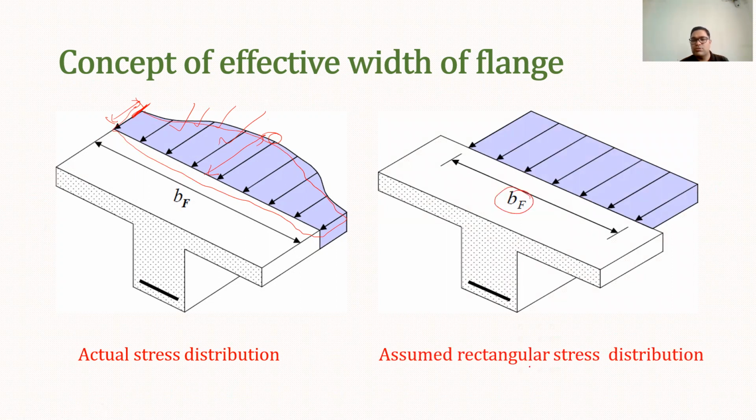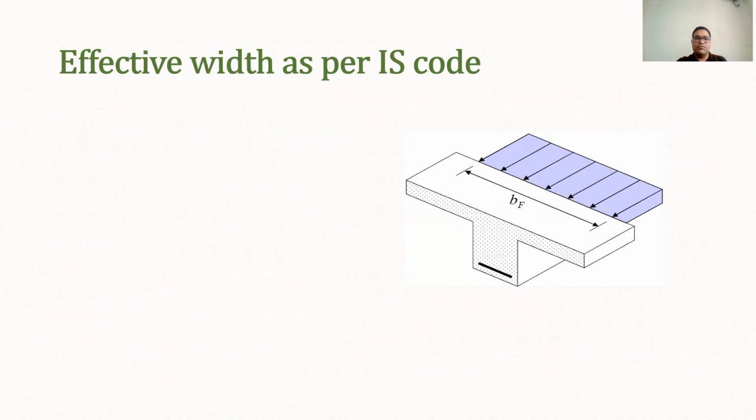So this is the assumed rectangular stress distribution. This is the actual distribution, but in our calculation we assume that the distribution of the stress is uniform over a width BF. Now this BF will be less than the actual width of the flange. Now here we need to find out how we determine this value of BF. The value of BF is given in our IS code, and that is what we will see now.